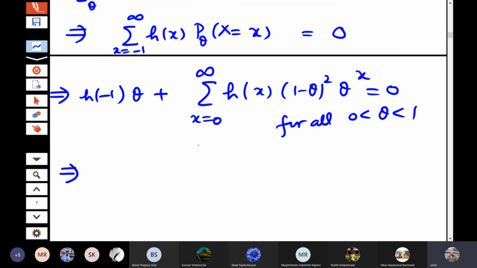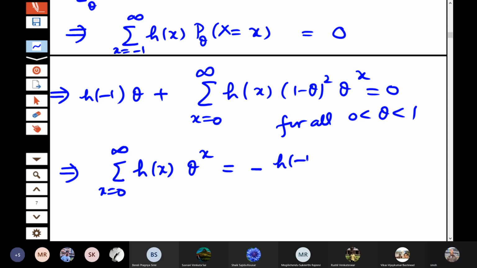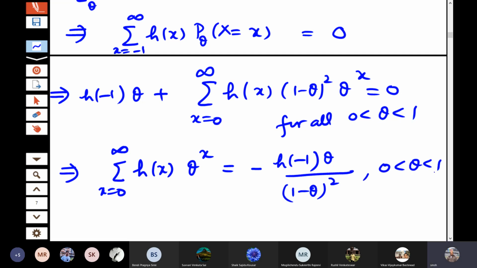So we write it slightly differently. See, this term I write on the left hand side and take this to the right hand side, and you can divide by (1 minus theta) squared. So the term you will get in this particular fashion: sigma h(x) into theta to the power x, x equal to 0 to infinity, is equal to minus h(minus 1) times theta, of course minus will come because we are taking to the other side, divided by (1 minus theta) squared. And here theta is between 0 and 1.